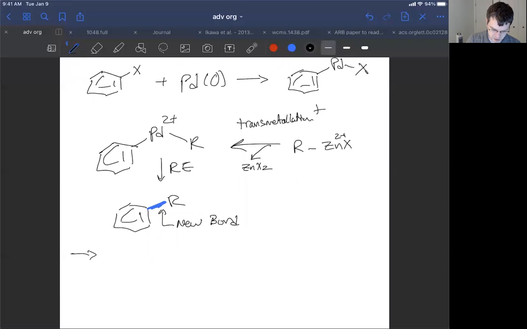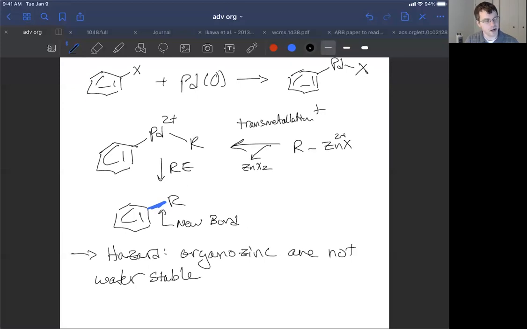Well, the issue is hazard alert. Organozincs are not water stable. I don't know how pyrophoric they are. If they are pyrophoric, like an organolithium, they're much less so than the organolithiums, I feel like. But I always buy them as solutions that have to be titrated. So they're interesting, but they've got some stability issues. So hazard, I'm going to say low stability.